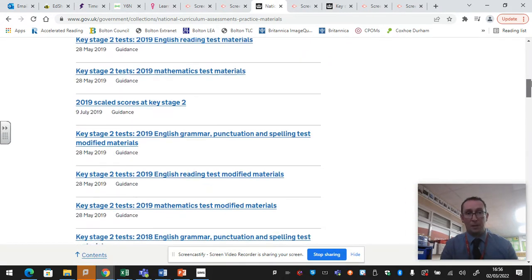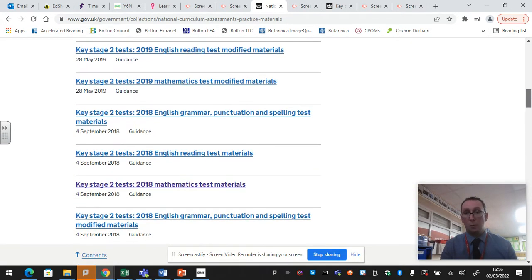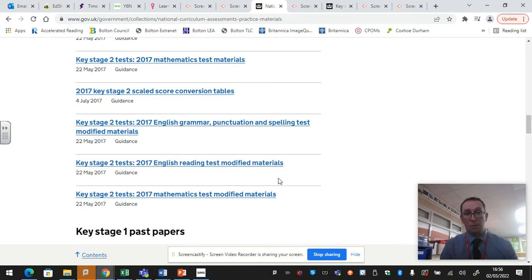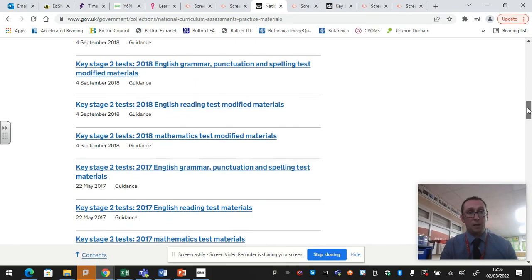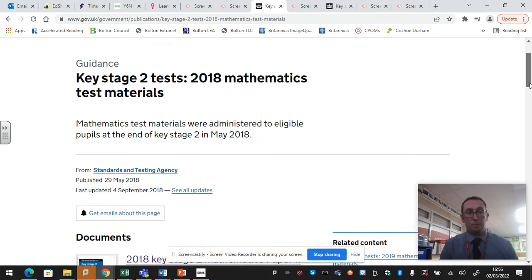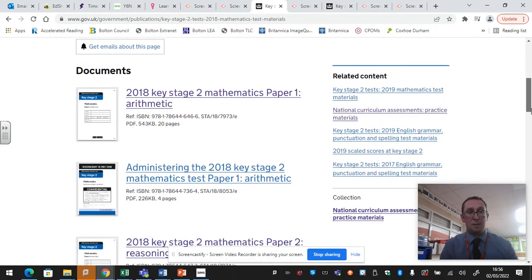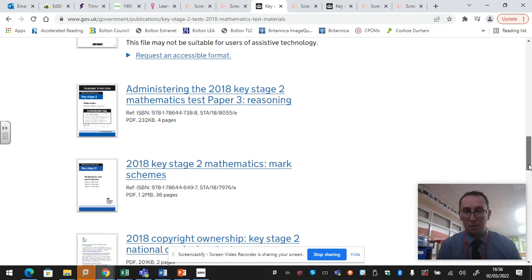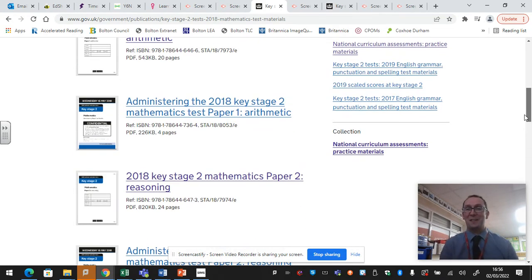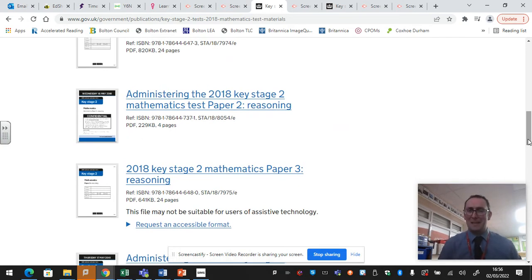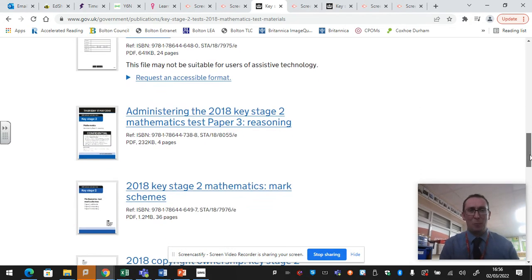Now on there, as you can see, all of these links will link to a set of tests. All right. So there's 2017 modified, 2018. So if I click on 2018, here we go. And they're the three maths papers and a mark scheme, which is always good if your child's better at maths than yourself. I know mine at secondary school, his level of mathematics is getting well beyond mine. So I'm having to study things like this to try and keep up with his homework.